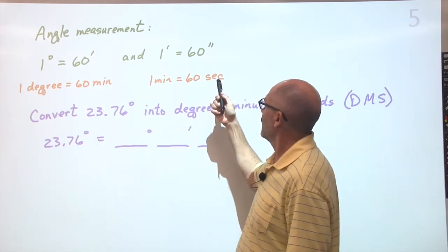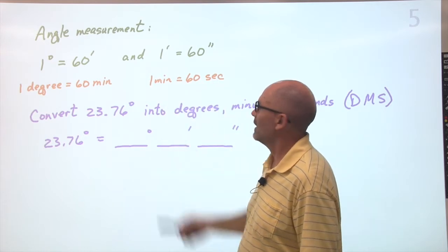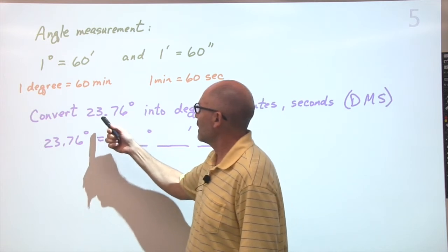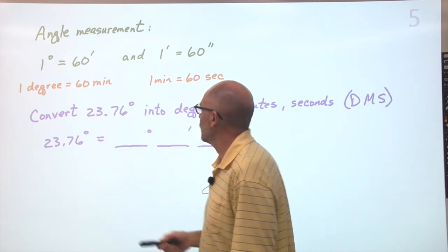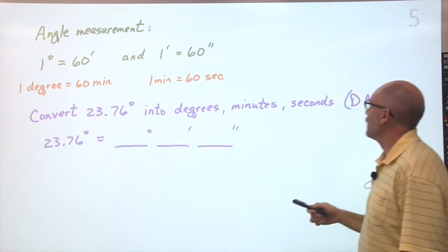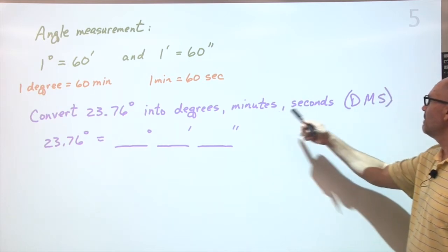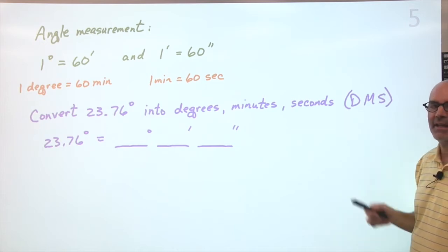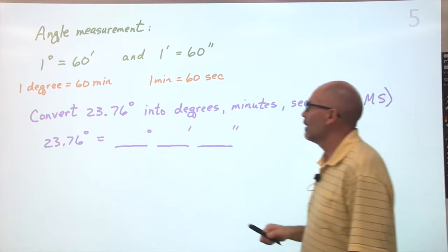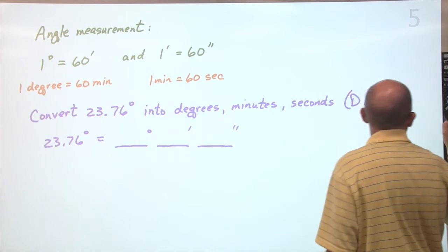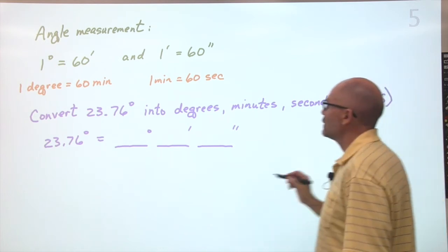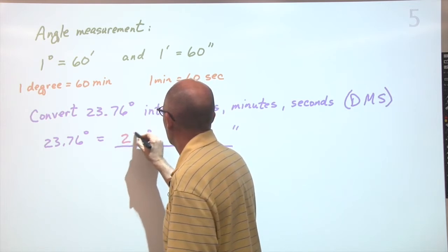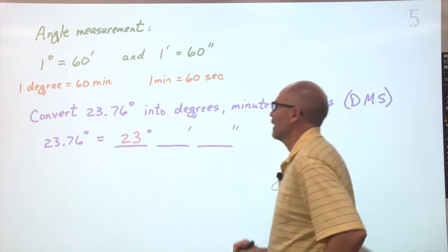And likewise, 60 seconds in a minute. So, if we have the angle 23.76 degrees, now we want to convert that to degrees, minutes, seconds, or what we call in the biz, DMS. Okay, so first thing we do is we register the fact that we have 23 degrees. So 23 degrees goes right there.